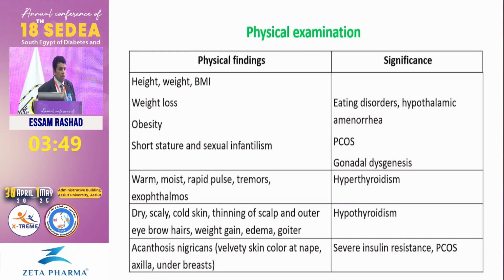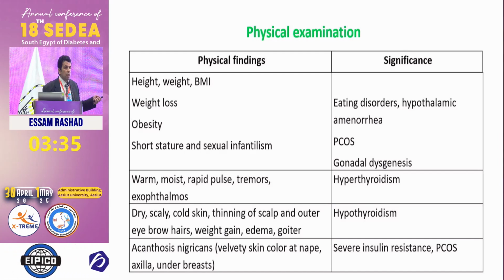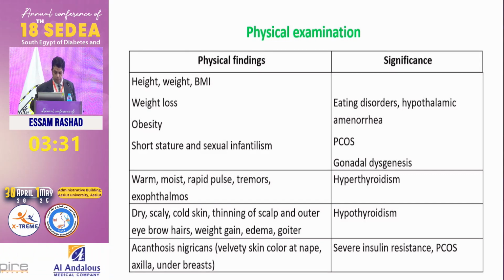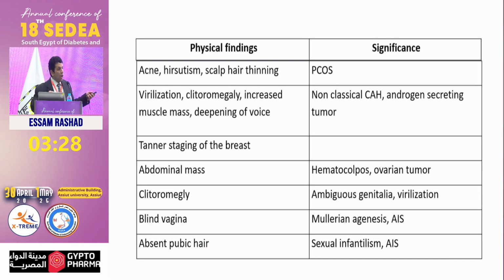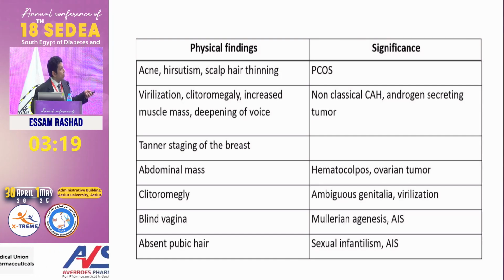So you can have the clinical manifestations of thyroid dysfunction. Acanthosis nigricans, which goes with insulin resistance and PCOS. So again here, what I want to attract your attention to is, take your time doing a physical examination. You can have clues just before doing any type of investigation. Other points in the physical examination: the hyperandrogenic manifestations with the PCOS, the severe virilization with the androgen secreting tumors.